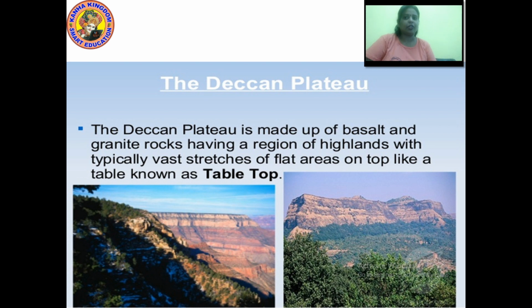Now let's continue with the Deccan Plateau. The Deccan Plateau is made up of basalt and granite rocks, having a region of highlands with typically vast stretches of flat area on the top, and it looks like a table. That is why it is known as tabletop.